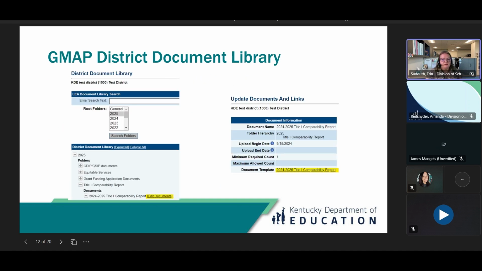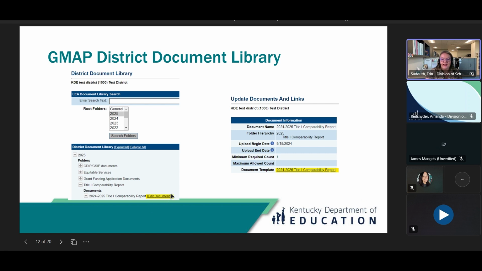So these are just some screenshots from the GMAP district document library. When you get to the document library, you'll pick 2025 from the root folders menu, and then click search folders. And under all of the folders, you'll see an option for Title I comparability reports. Go ahead and expand that.